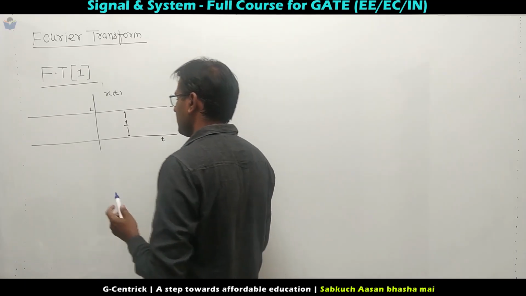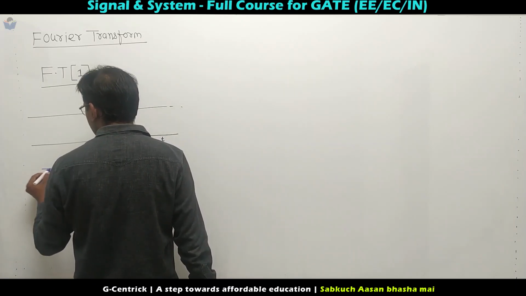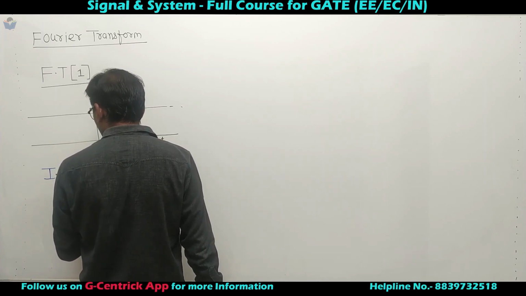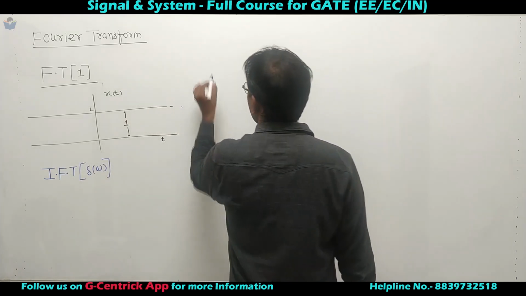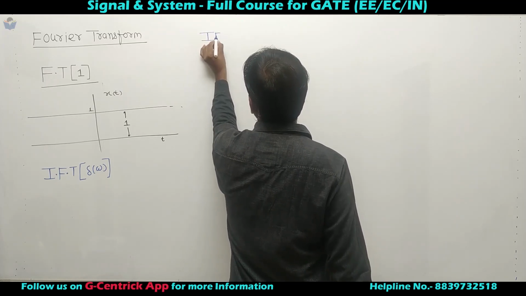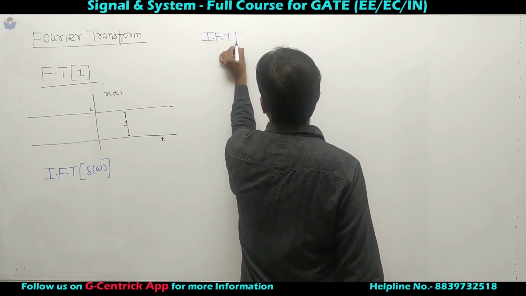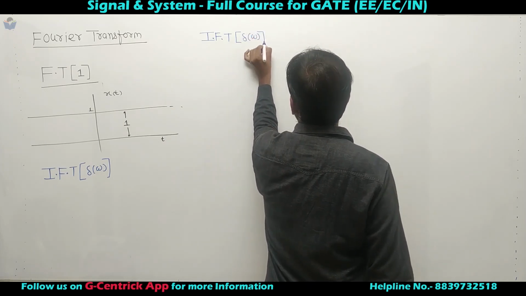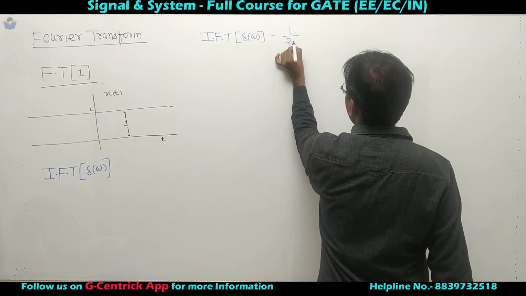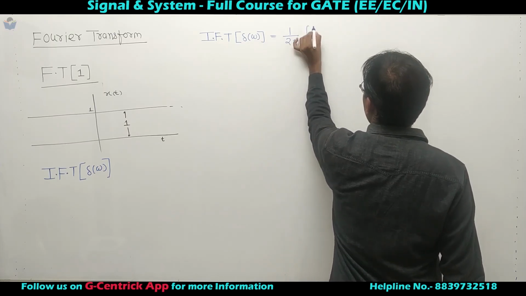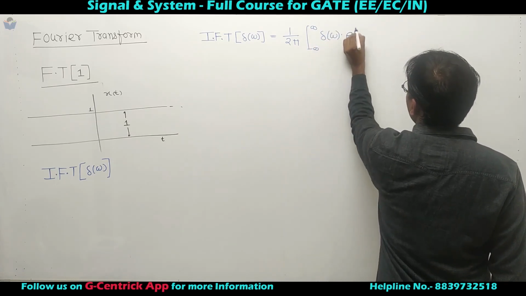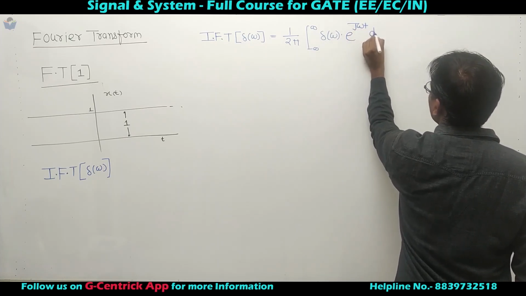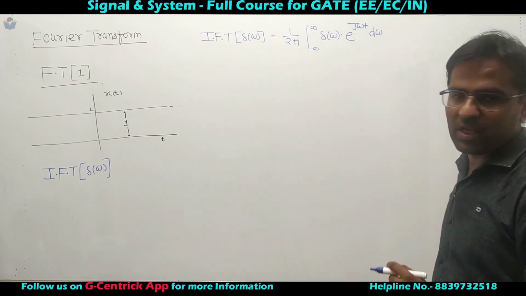Let's calculate the inverse Fourier transform of δ(ω). What do we do? We take the inverse Fourier transform of δ(ω). So the inverse Fourier transform of δ(ω) is 1 over 2π times the integral from minus infinity to plus infinity of δ(ω) into e to the power jωt into dω. So here I am writing the expression for δ(ω).